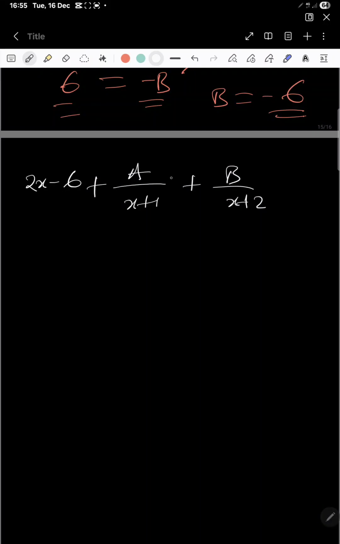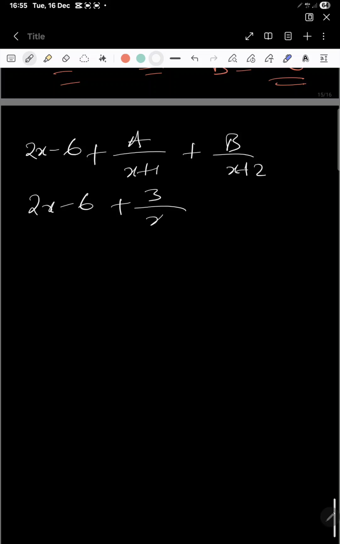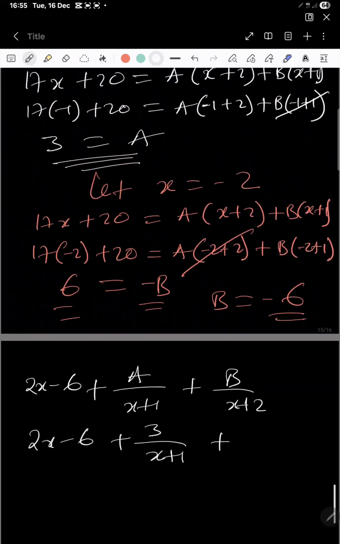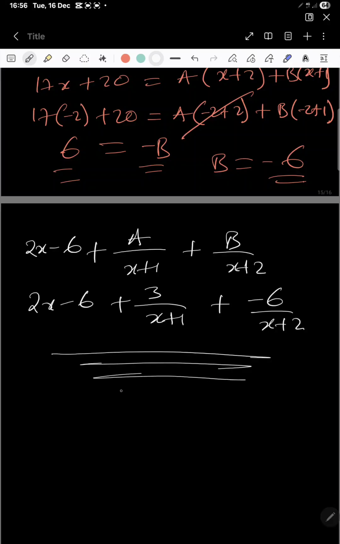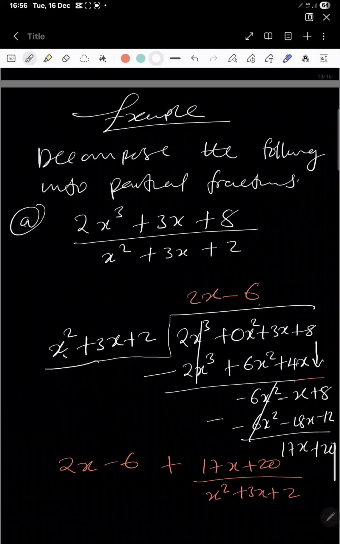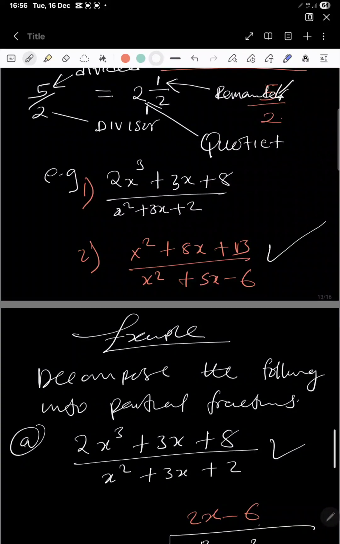And then I will replace the values of a and b. That's how we decompose improper partial fractions. So we're going to have 2x minus 6 plus our a. We found that it is 3. So we put 3 over x plus 1 plus b is negative 6 over x plus 2. So that means that this becomes our final answer if we are to decompose this type of partial fraction, which is an improper partial fraction. So from there, I want you to try out this one and see how it is going to come out.